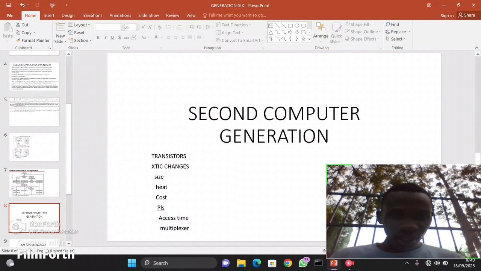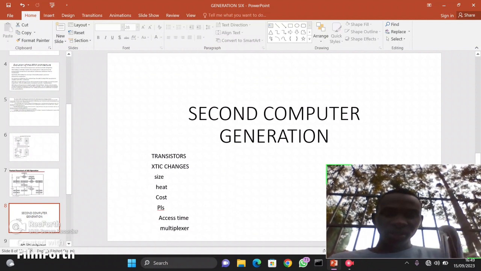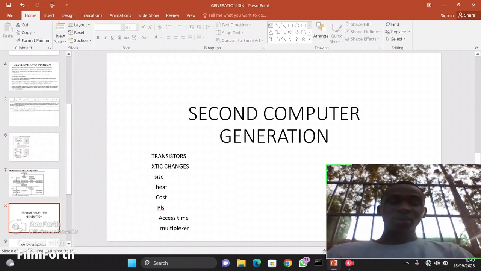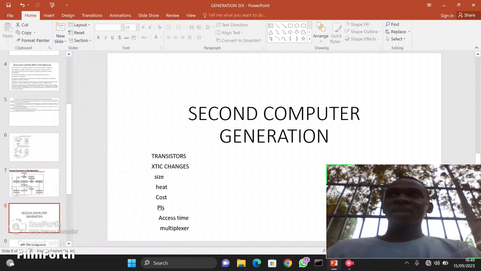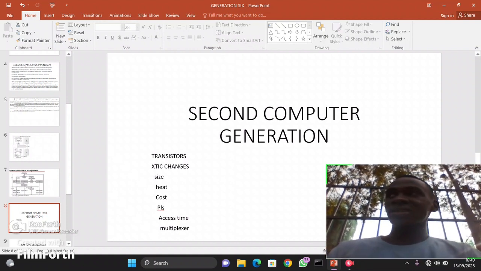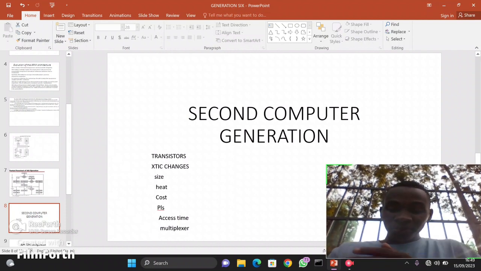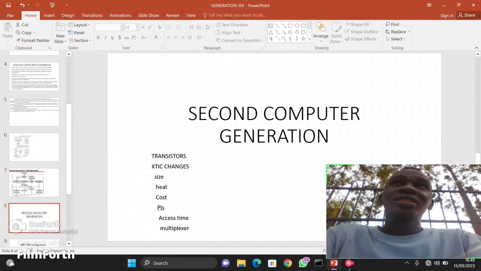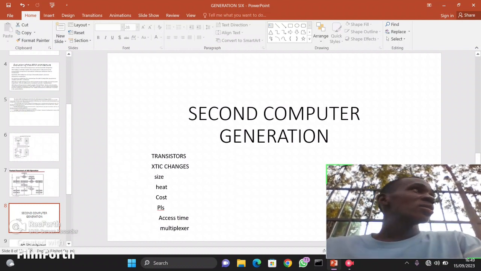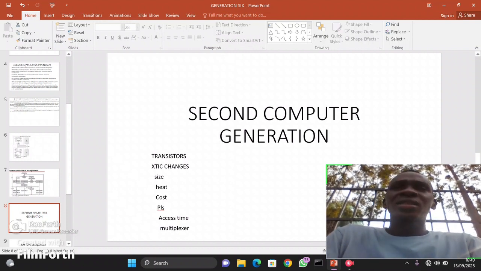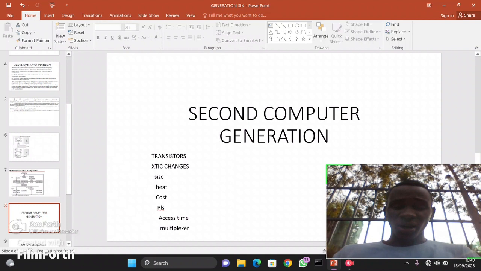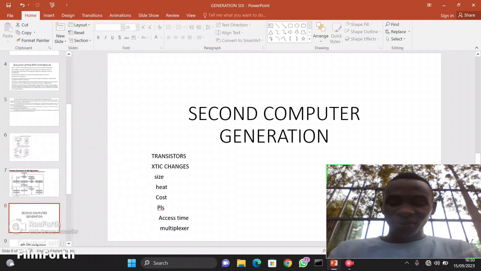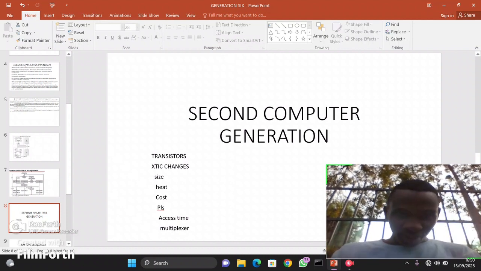Going to the second generation of the computers. In the second generation, the greatest invention, the key thing, is the introduction of the transistors. These transistors replaced the vacuum tubes in terms of the functions and the uses. The transistors were smaller, they consumed less power, they were cheaper, and they generated less heat. And the transistor is a solid state device.